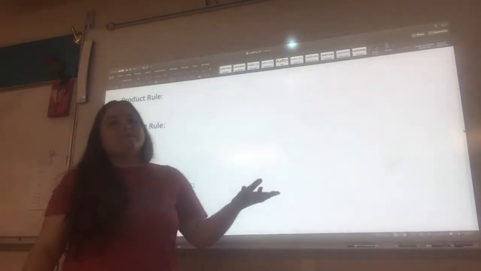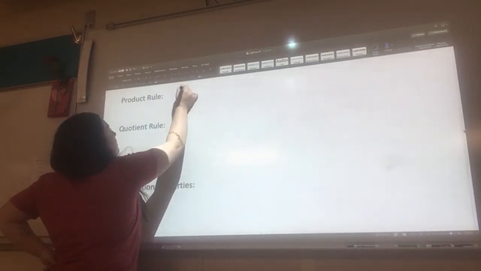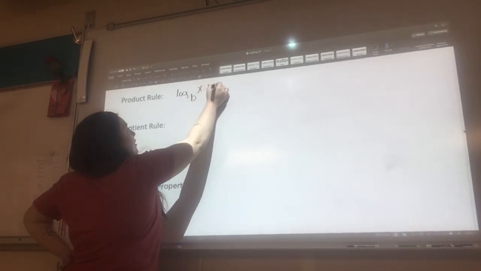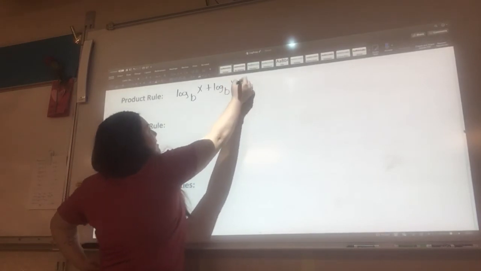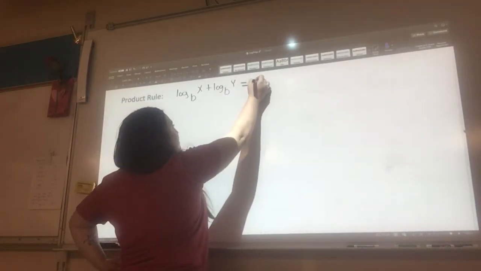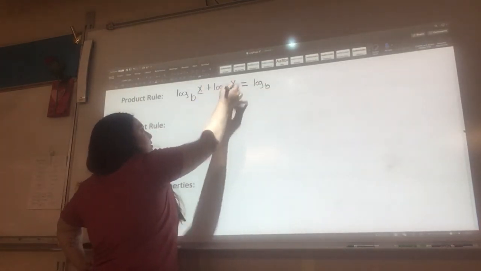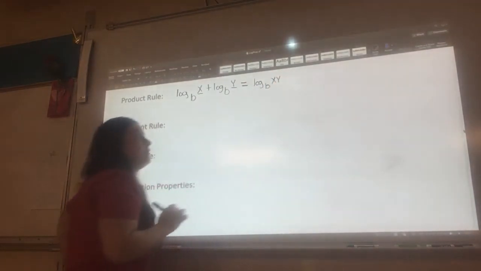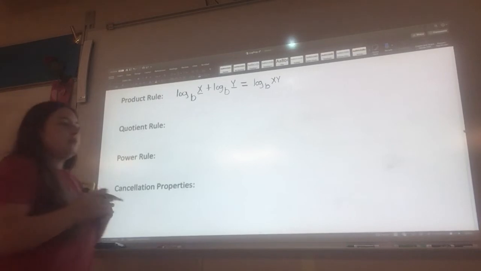So our first rule is the product rule. The product rule states that any log base b of x plus log base b of y, so they have to be the same base, is the exact same thing as saying log base b, so they change together, but we multiply them. It says product. So x times y. So we can combine those together.